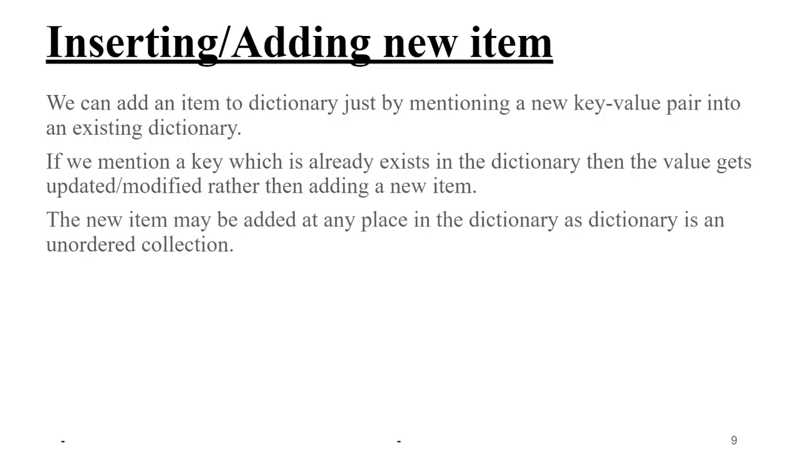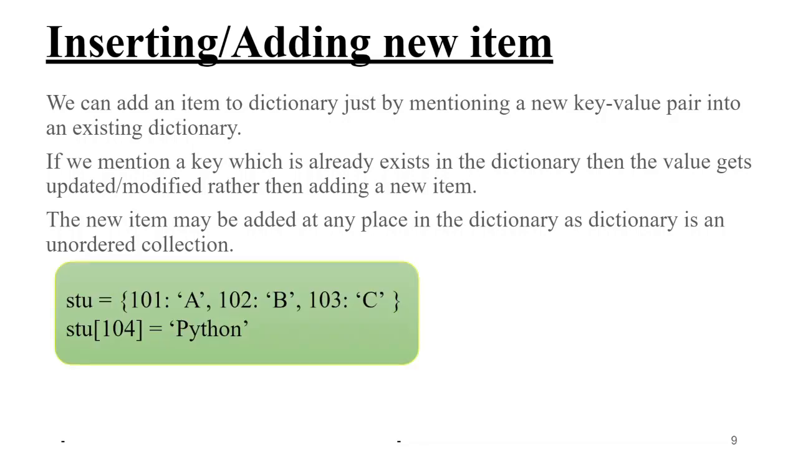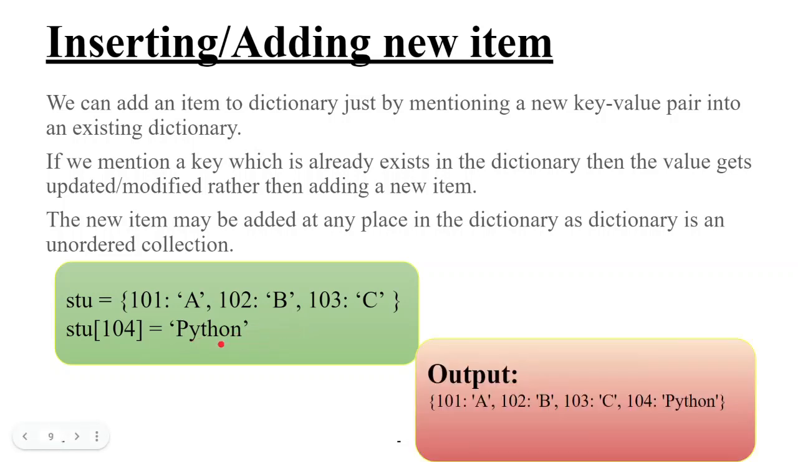The new item may be added at any place in the dictionary. As we know, a dictionary is an unordered collection of elements. So here the 104 key is not present in the dictionary, so it just gets simply added to the dictionary.